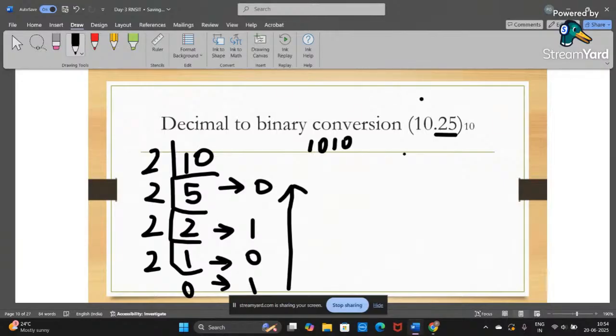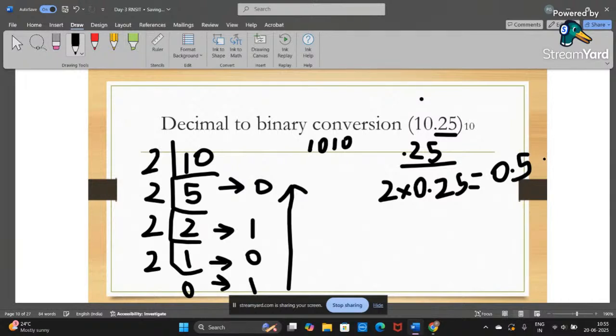Now we need to find the answer for 0.25. This we need to convert to binary. Here it is different: you have to multiply. Before we were dividing by 2, but here we multiply with 2. So 2 into 0.25 is how much? 0.5, right? 0.50. Next, this number we need to multiply with 2. So it is 1.